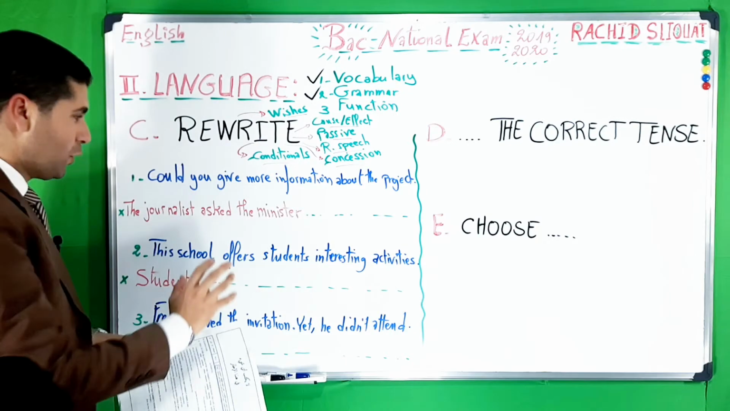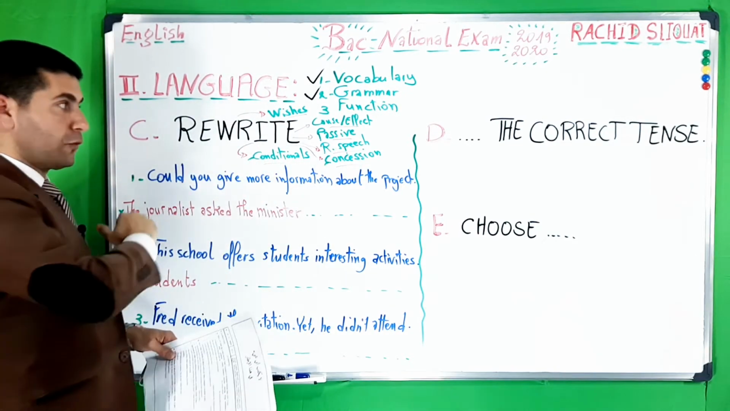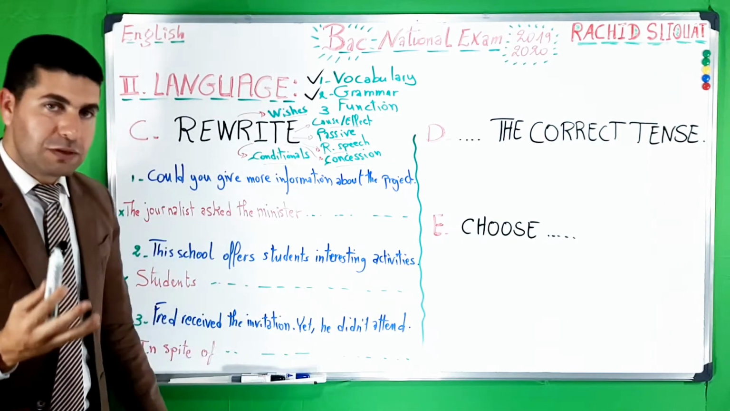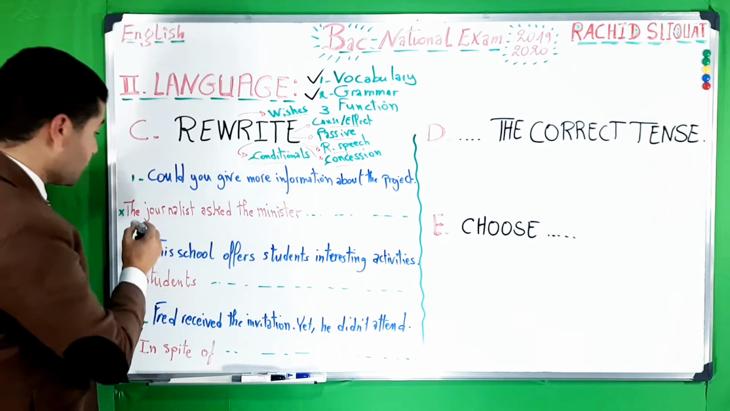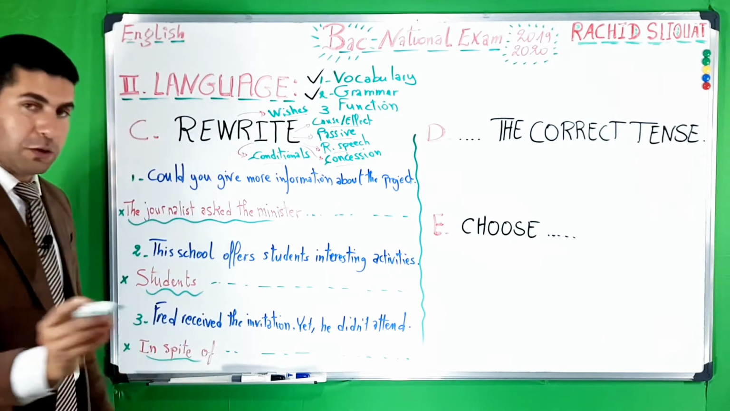How do we know that here, for instance, we are going to have conditional, or cause and effect, or passive or reported speech? How? This is something that you get from the starting expressions, and we are going to see how.